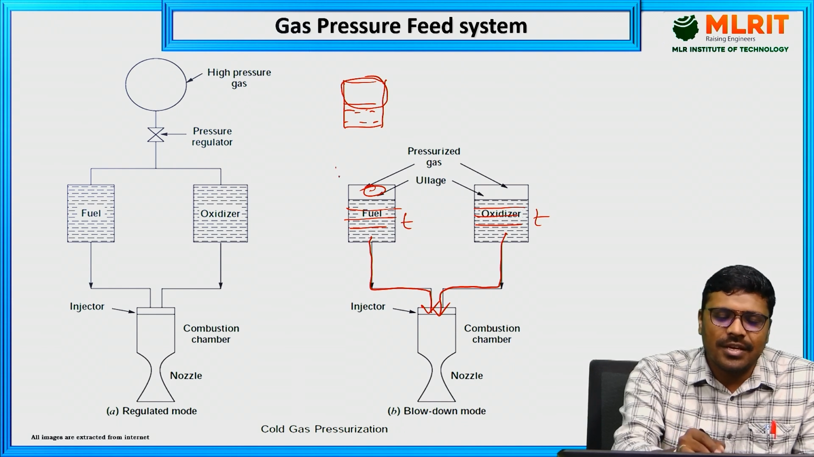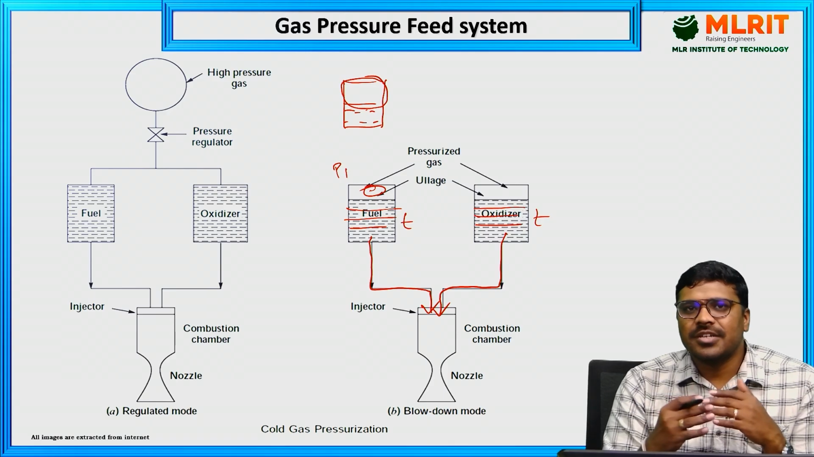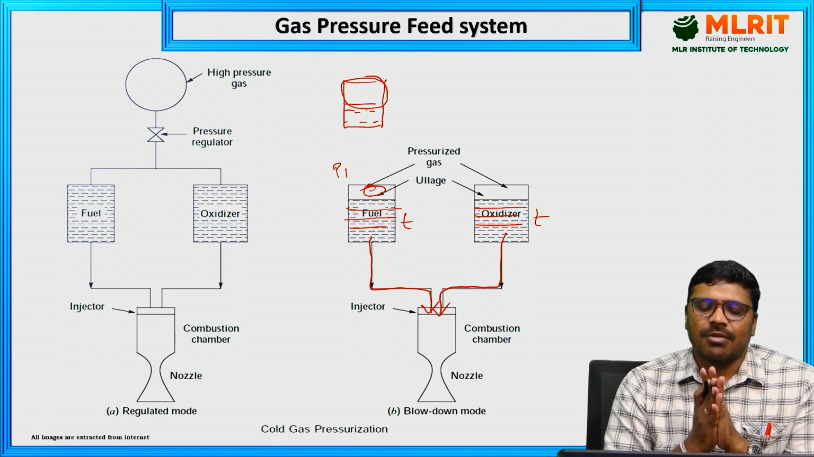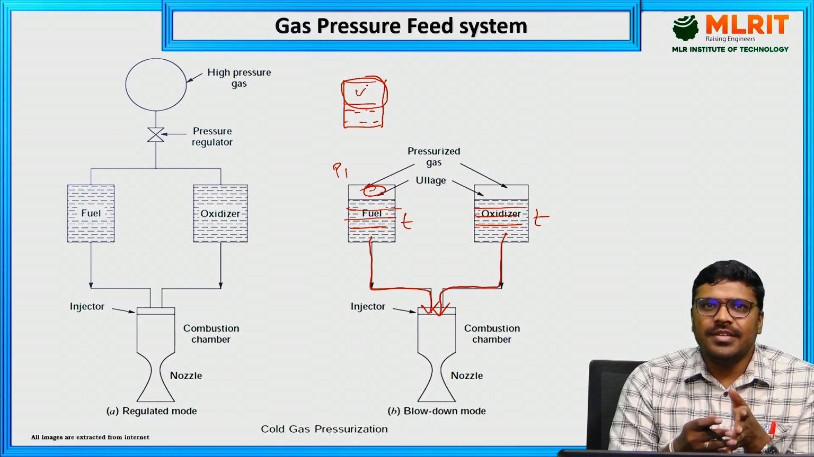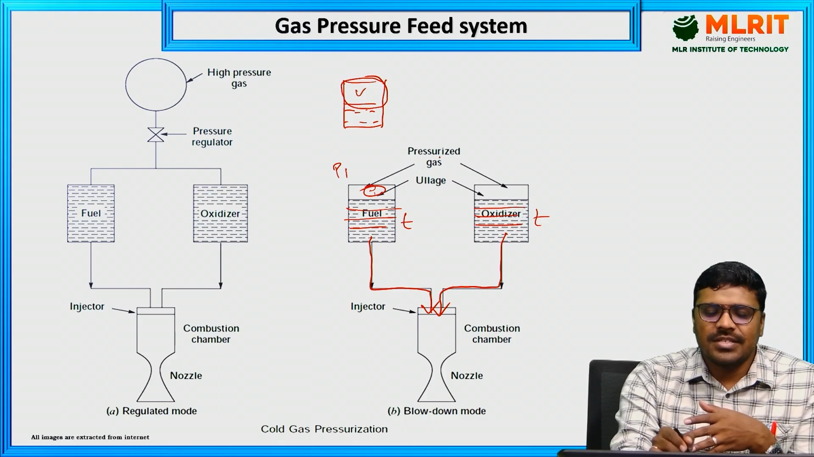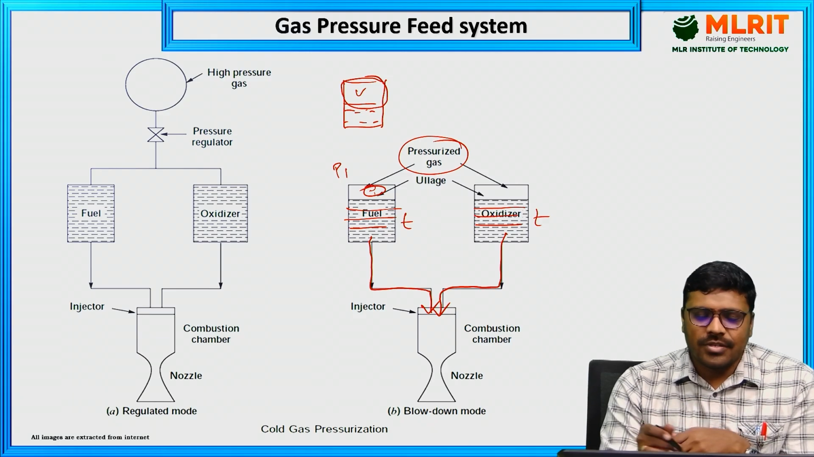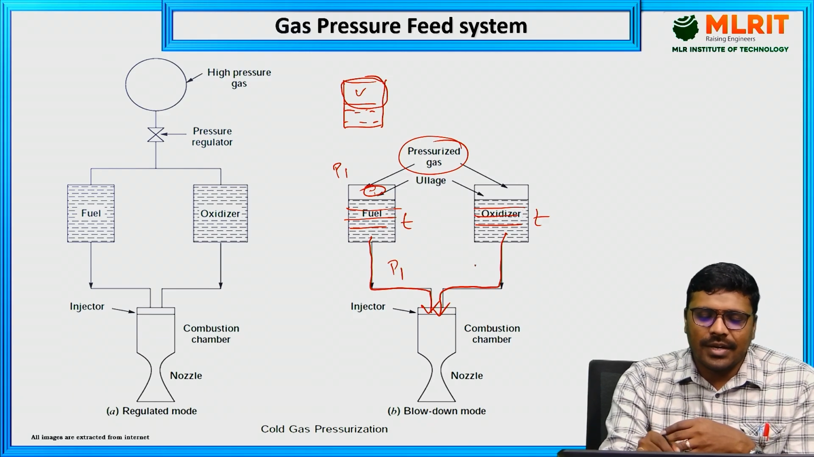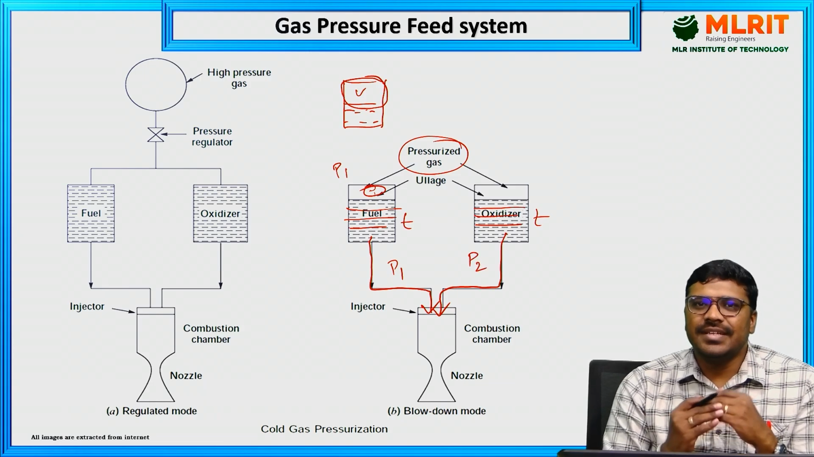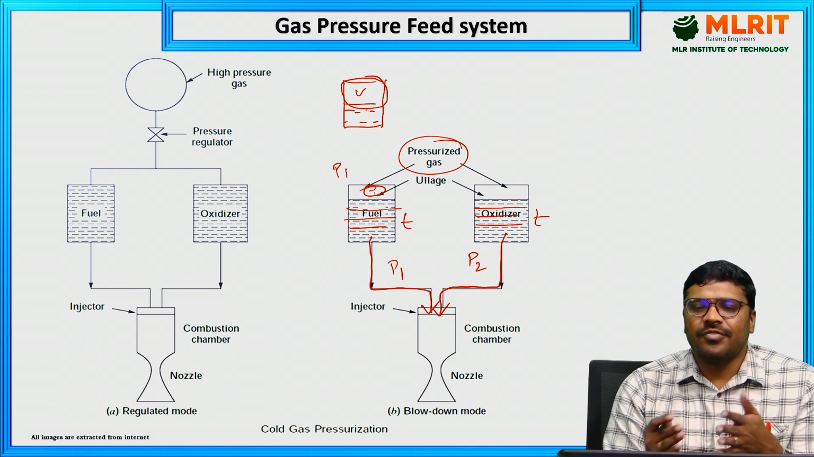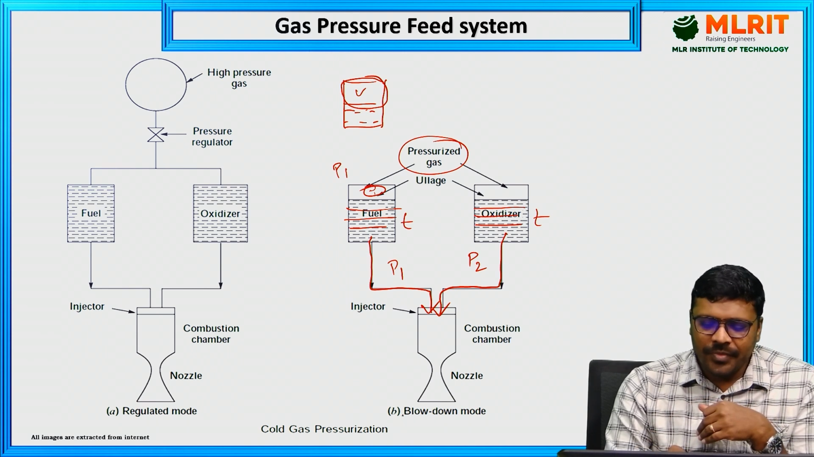So the pressure in the propellant tank is reduced as the fuel and oxidizer are supplied to the combustion chamber, due to the increase in empty volume. As the volume increases, the pressurized gases expand and the pressure in the propellant tank decreases. So the pressure at which the propellant and the oxidizer are supplied to the chamber also decreases gradually as the fuel and oxidizer are consumed. So this is one of the major disadvantages of blow down mode.